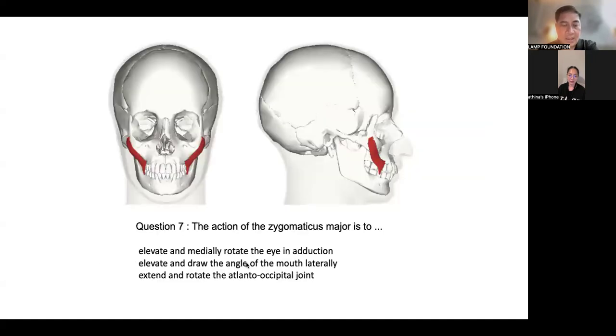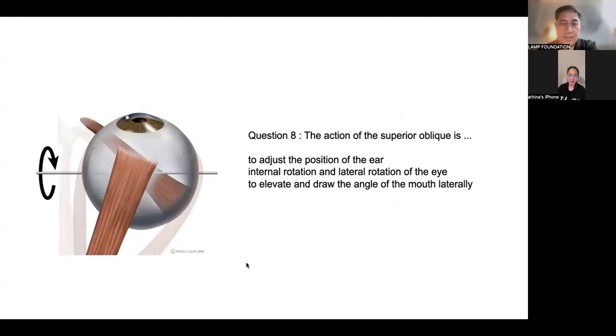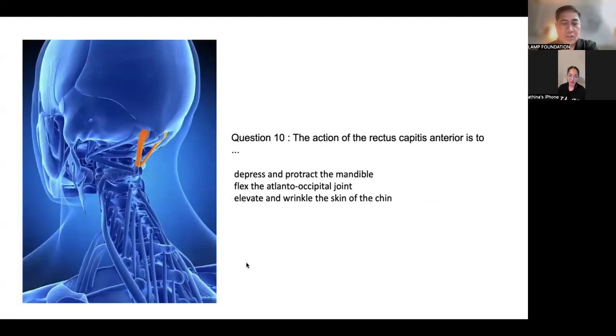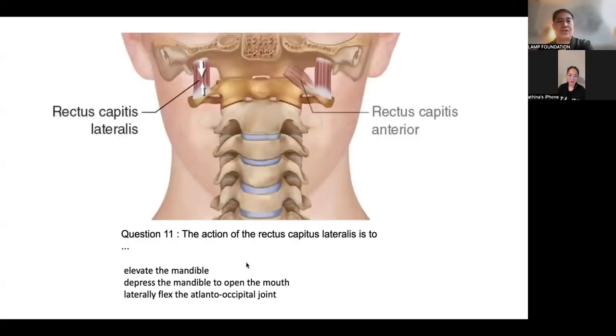Action of zygomaticus major. It elevates and draws the angle of the mouth laterally. Action of the superior oblique. Internal rotation and lateral rotation of the eye. Action of the scalenus minimus. It's the elevation of the first and second ribs. Action of the rectus capitis anterior. Flex the atlanto-occipital joint. Action of rectus capitis lateralis. Laterally flex the atlanto-occipital joint.